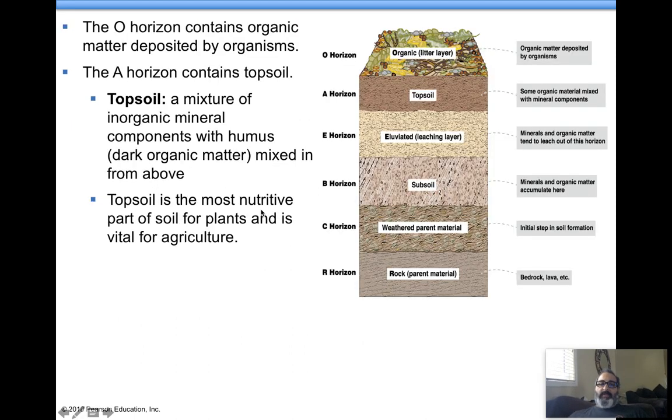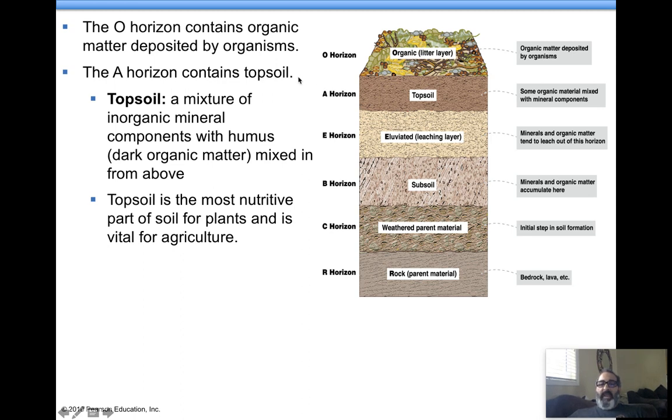All right, let's talk about the horizons. The O horizon, this is the litter layer. This is your organic layer. So deposition, organisms are dying and they're falling. Plants and animals, you name it, they're dying. Their matter is being deposited. The O layer, the O horizon.